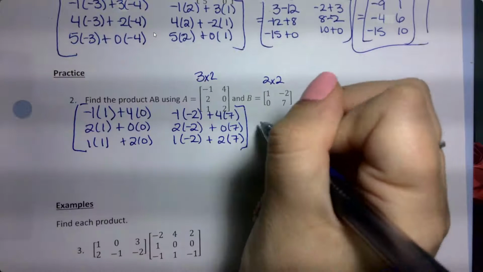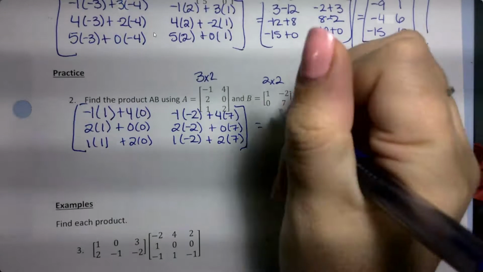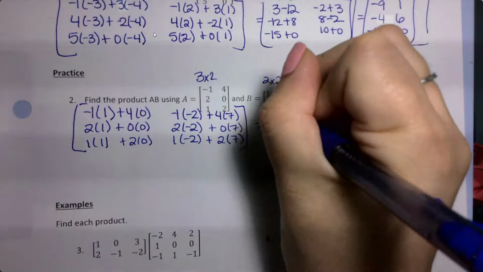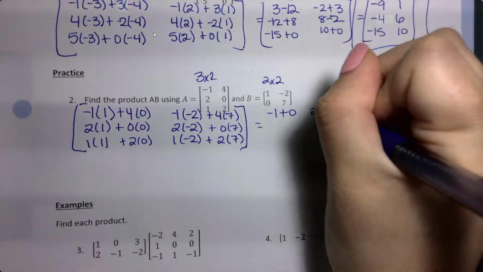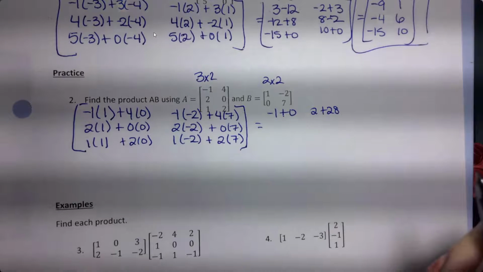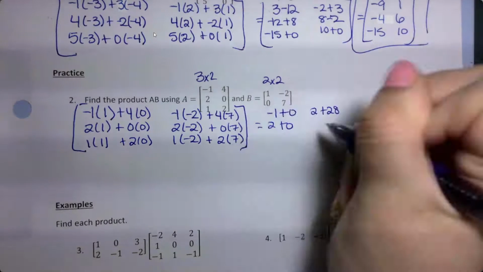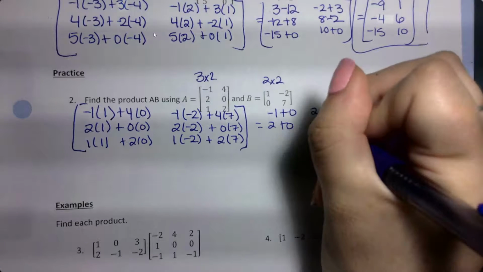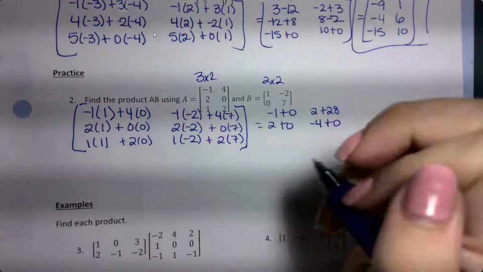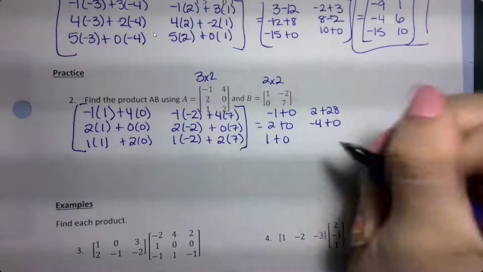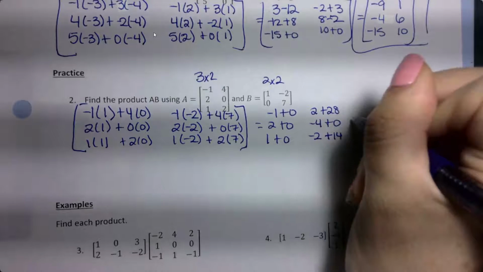I want to remember to draw my brackets. Then I want to multiply. So first row, first column, I have negative 1 plus 0. First row, second column, I have 2 plus 28. Second row, first column, I have 2 plus 0. Second row, second column, I have negative 4 plus 0. Third row, first column, I have 1 plus 0. Third row, second column, I have negative 2 plus 14.